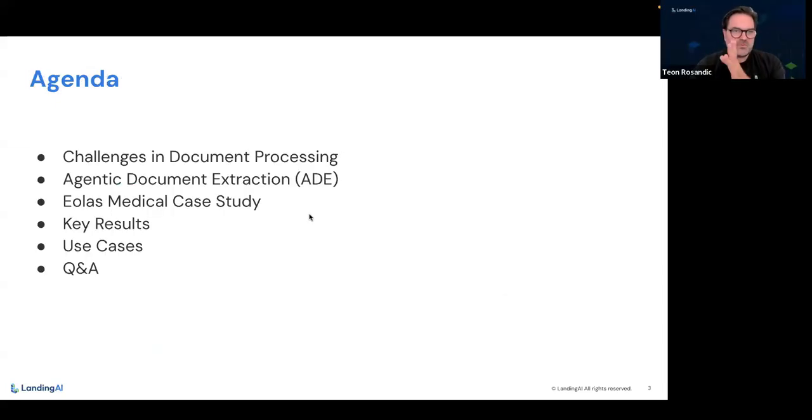Fantastic. I think we've gone through the agenda, but in a nutshell, as I mentioned, we'll talk about an introduction to the principles around agentic document extraction, focus on the case study, then look at the key results and use case that Declan has created, and then Q&A at the end.